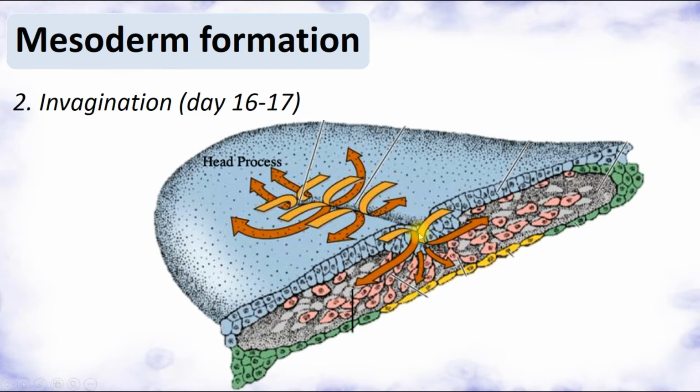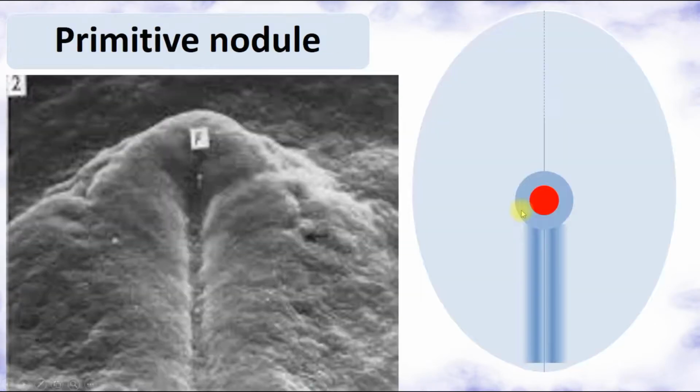After the migration, they begin their invagination. So it's called invagination, formation of mesoderm, which fills the space between ectoderm and endoderm. Cells migrate and fill the space. And also here we can see primitive nodule and streak and its groove.